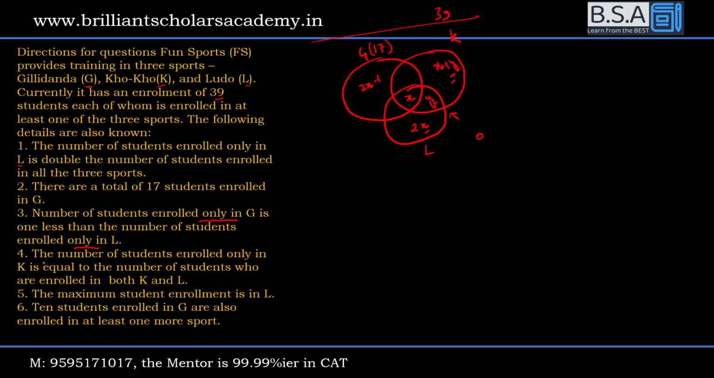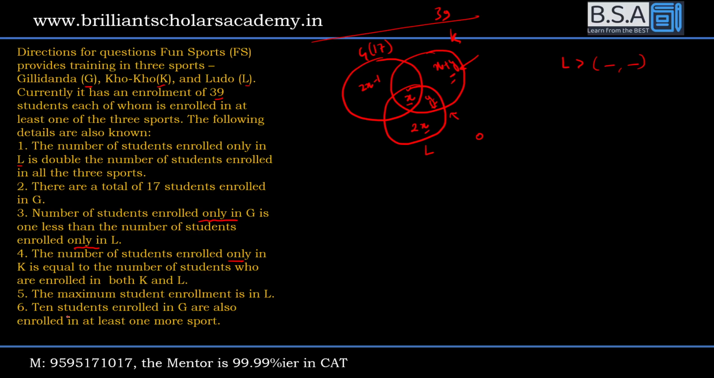Read that part one more time. Number of students enrolled in only K, this portion, only K, this part. Look at the cursor, this part. Is equal to enrolled in both K and L. Both K and L is x and y, so x plus y. Maximum students are enrolled in L. Ludo has the most students. So others are less than Ludo.